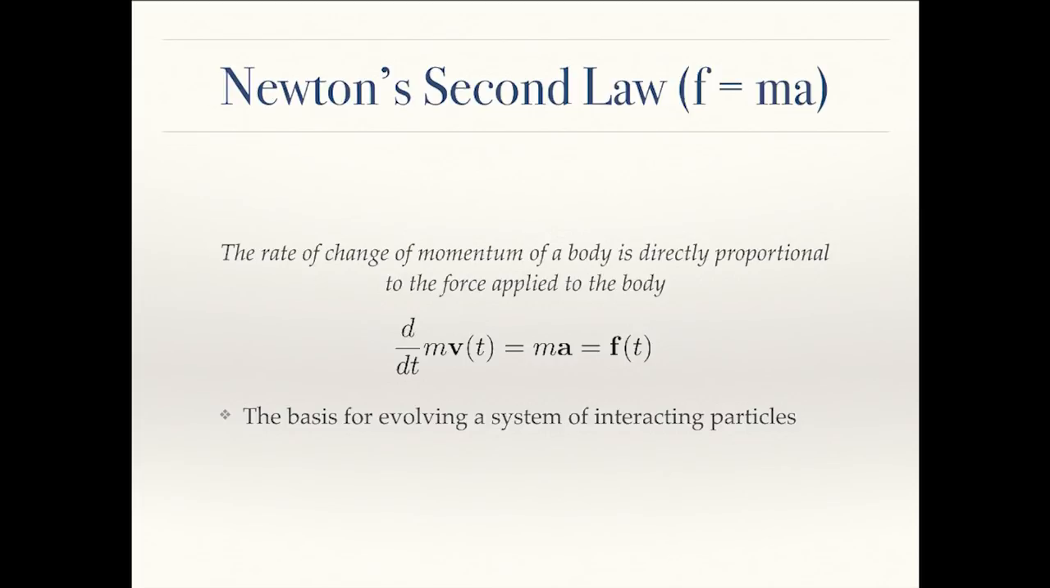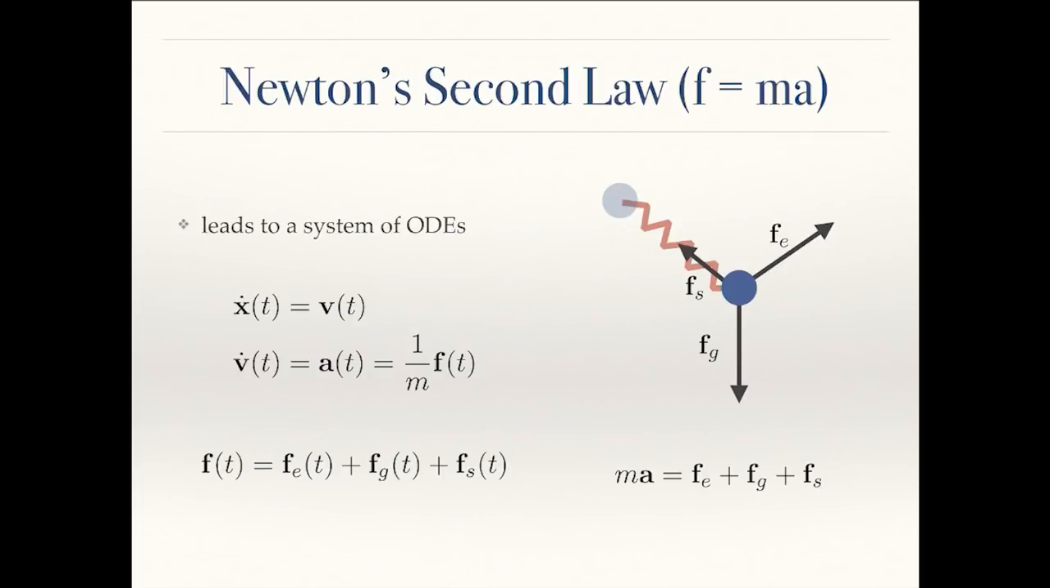So this is really the basis for evolving a system of interacting particles or interacting bodies. And it's a differential equation. It's a time evolution equation. So it's going to let us predict the future based on some current state. Okay, and as Adam showed us, it leads to a system of first-order ordinary differential equations. X dot, the time rate. Here we're using the dot notation for time derivative, very common. And so X dot is the time rate of change of position, it's the velocity. And V dot is the time rate of change of velocity, the acceleration. And by Newton's second law, that's 1 over mass times the force.